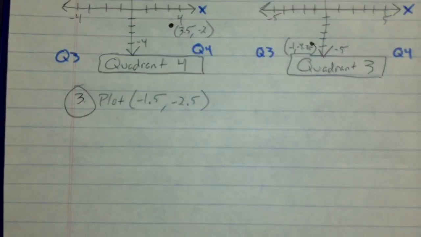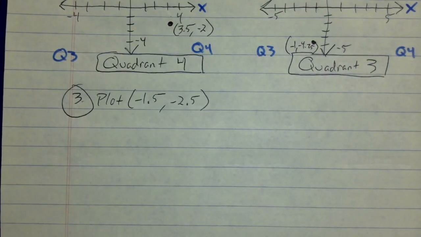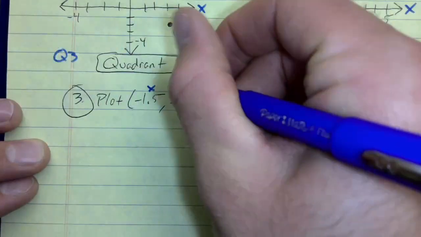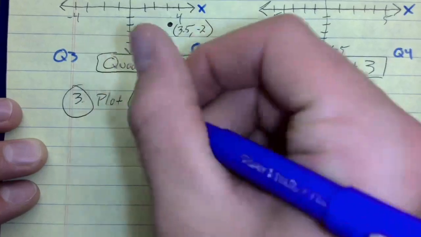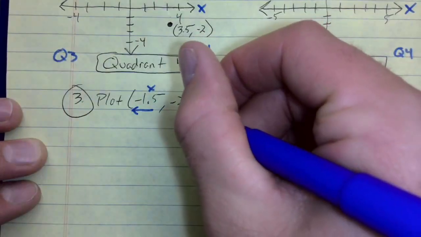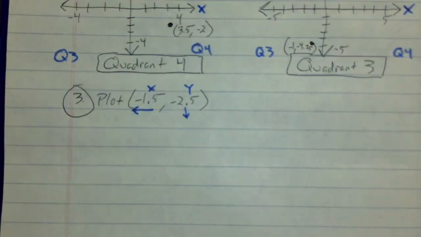All right, so step 1 is just to label your pair with x, y, and arrows. Here's your x. Here's your y. Since we're going to the left here, just draw your arrow to the left. And here's another negative. We're going down.